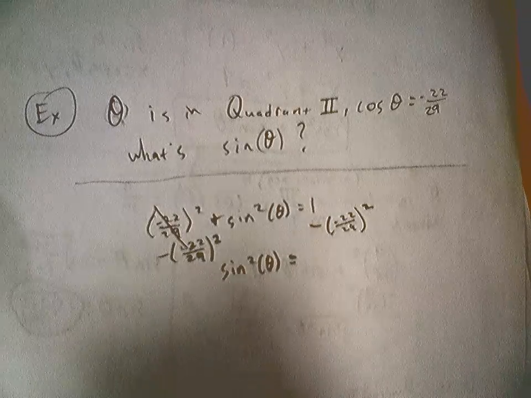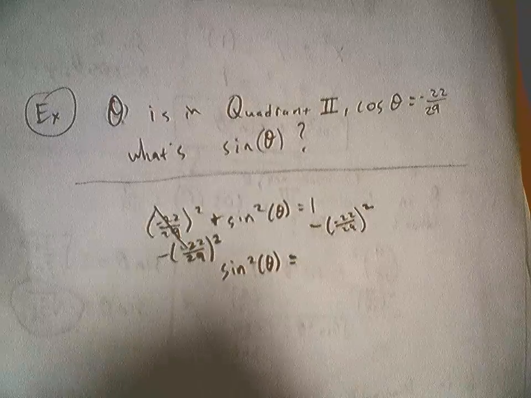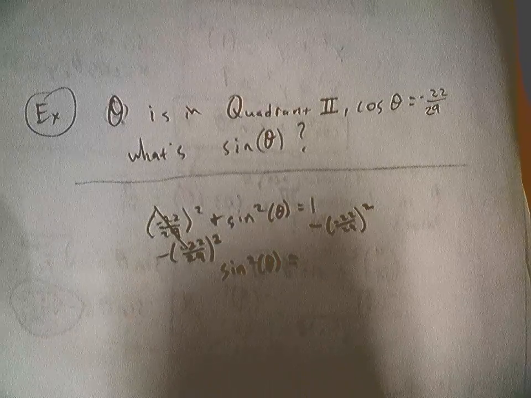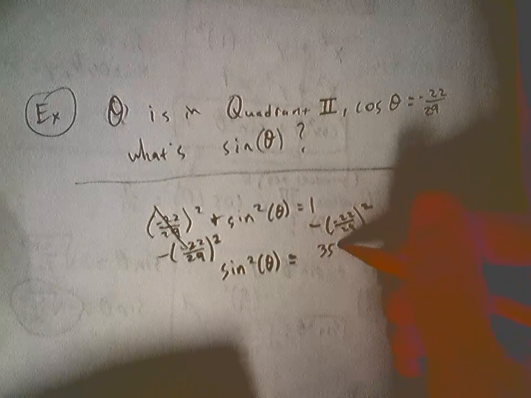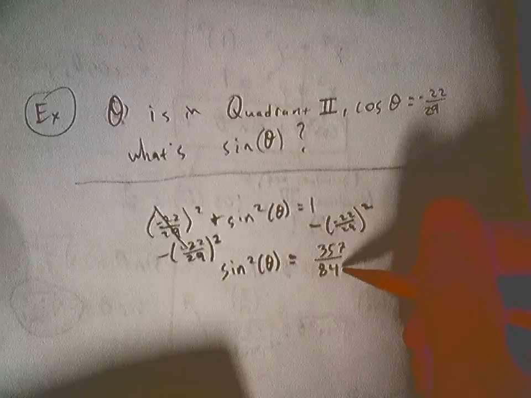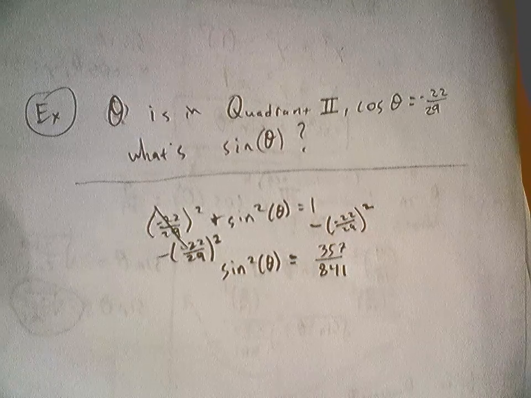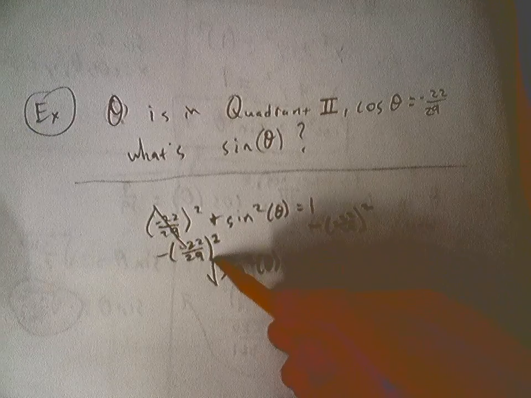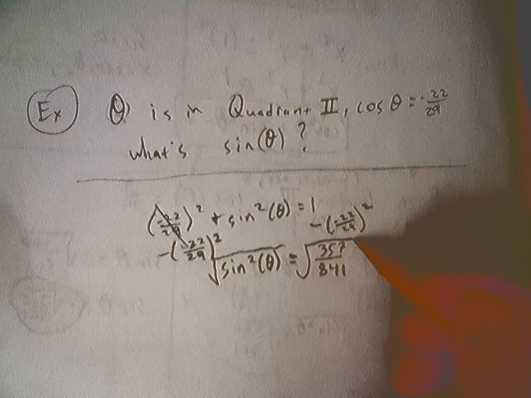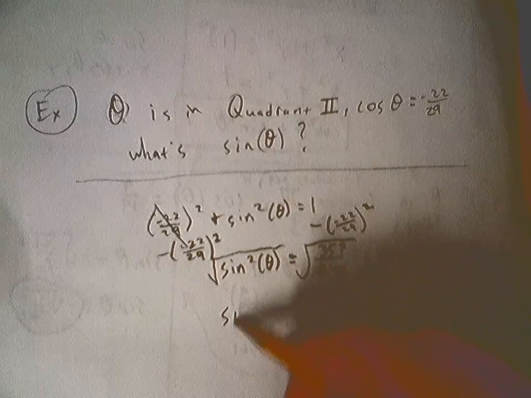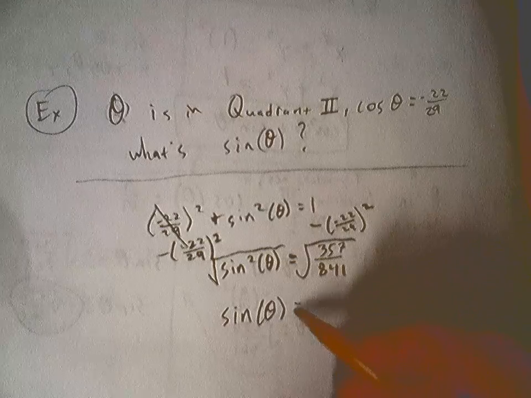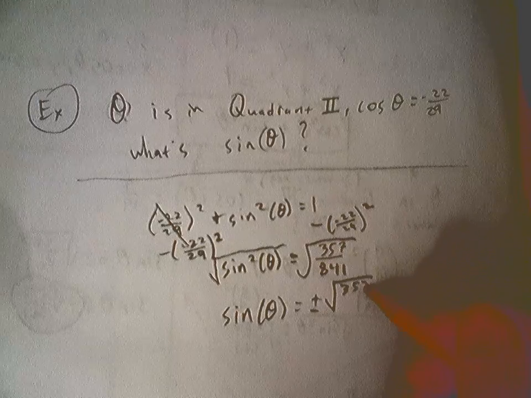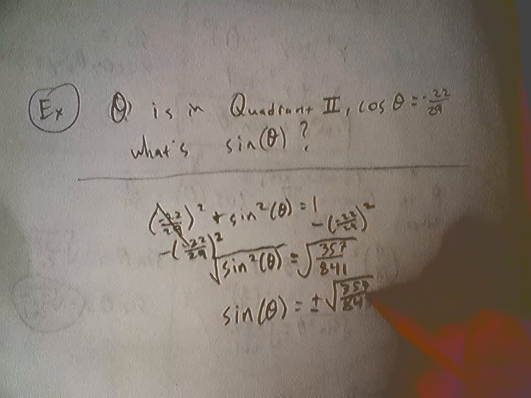And let's see what we get here. 1 minus negative 22 over 29 squared. We get 357 over 841. So I need to get sine of theta by itself. I'm going to do the opposite of squaring, so I'm going to square root both sides. That means that sine of theta is equal to plus or minus square root of 357 over 841.